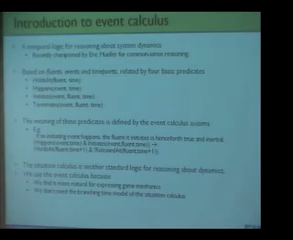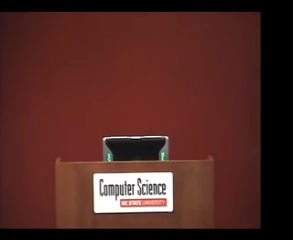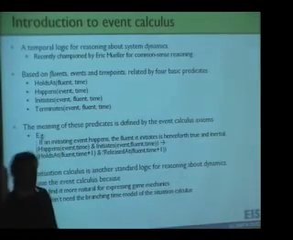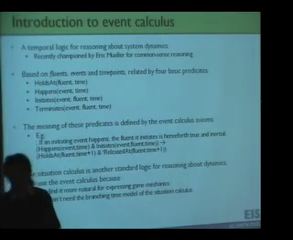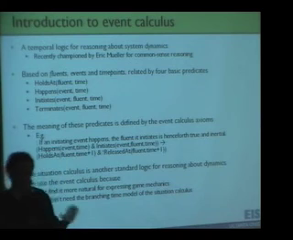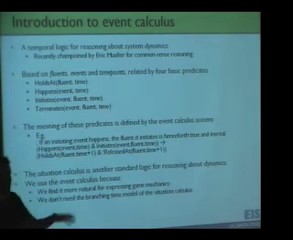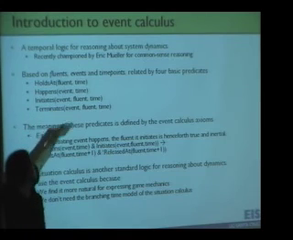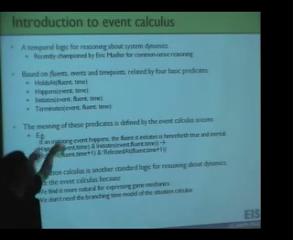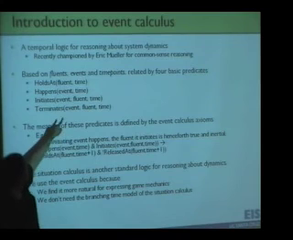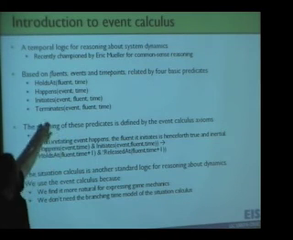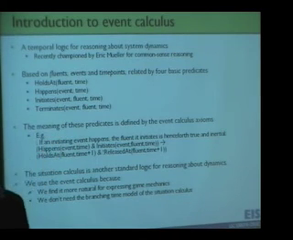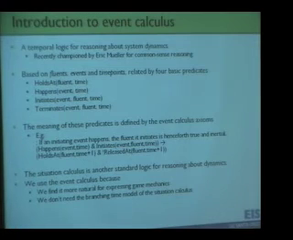It's based on fluents, events, and time points related by these four basic predicates. A fluent can hold at a time. A fluent is basically a time-varying predicate, right? It's a functionally reified predicate, but for our purposes, just think of it as a time-varying predicate. So something can be true at a specific time, an event can happen at a specific time, an event can initiate a fluent at a specific time, and an event can terminate a fluent at a specific time. Those are the four basic predicates that define the event calculus.